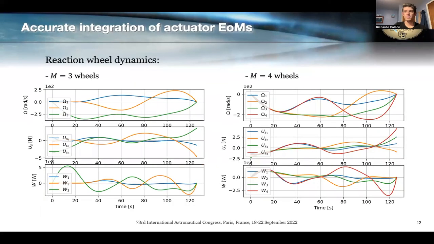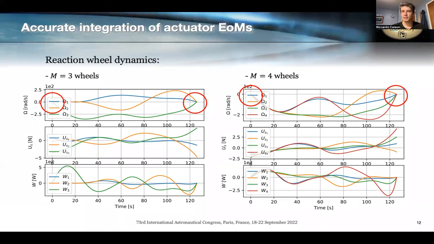This is important because now we are looking at the integrated equations of motion for a system that has 3 reaction wheels on the left and a system with 4 reaction wheels on the right. And I would like to stress out the fact that in this case, we are assuming that all the reaction wheels start from initial wheel speeds equal to 0.